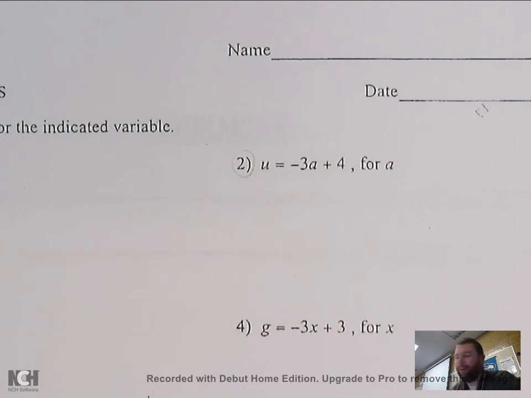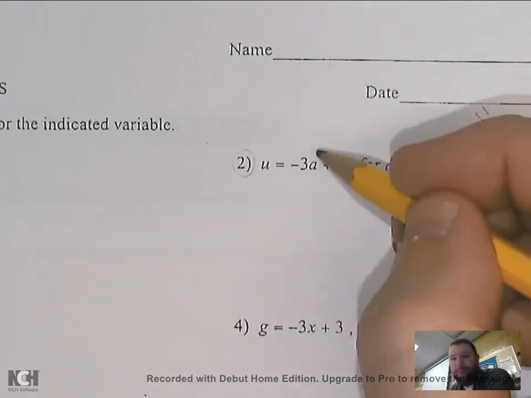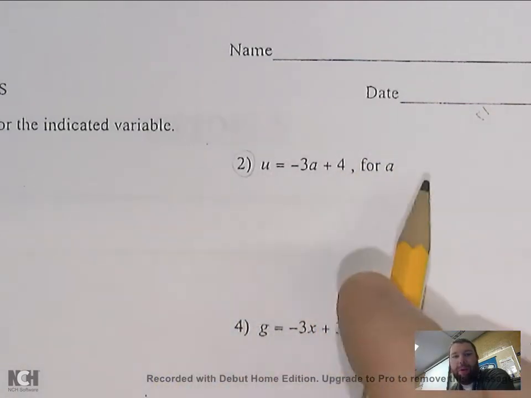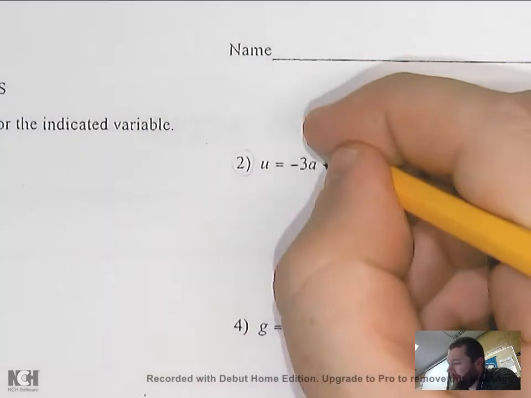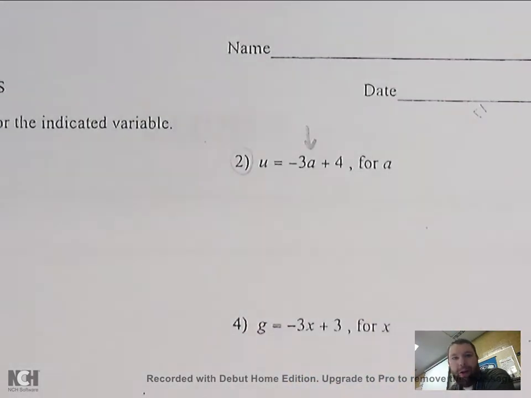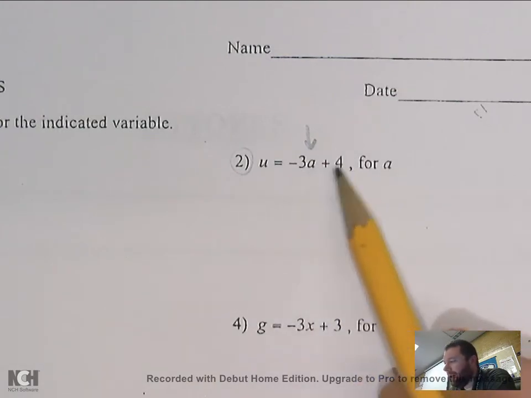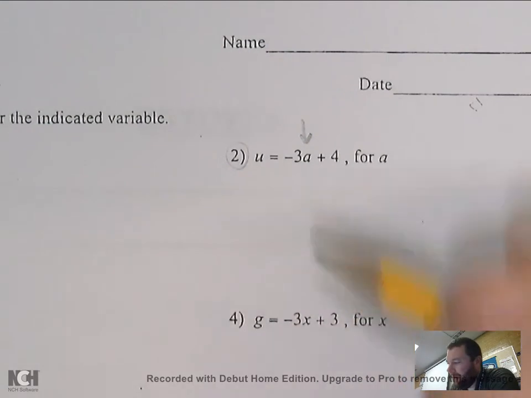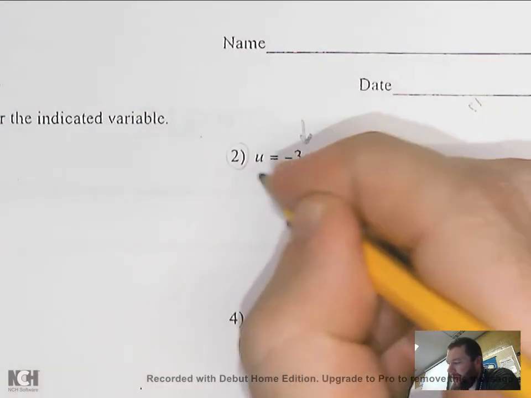So let's look at an example. Let's start here with number 2. So u equals negative 3a plus 4 and it wants me to solve for a. So I'm trying to get a all by itself. So I need to get everything away from it. Looking at what's next to it, I've got a best friend and an acquaintance. It's a party problem, right? So I'm going to start by getting rid of this acquaintance. So I'd minus 4 from each side.